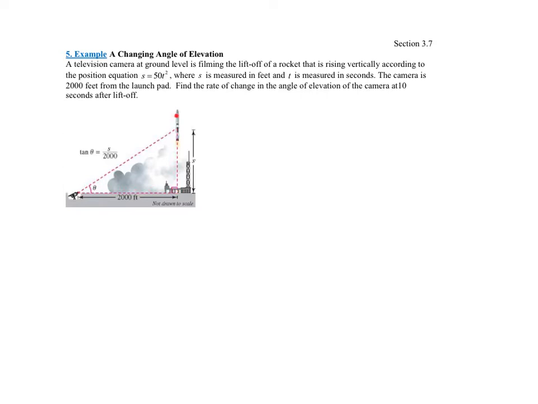So the rocket's lifting off, and this camera's pointing at it, so the camera obviously has to keep on going up and up to be able to film that rocket, right? It says where s is measured in feet and t is measured in seconds. The camera is 2,000 feet from the launch pad, so this is a fixed length right here. It says find the rate of change in the angle of elevation of the camera 10 seconds after liftoff.